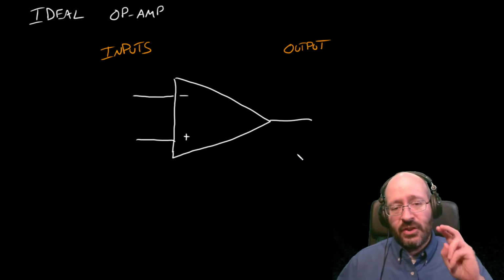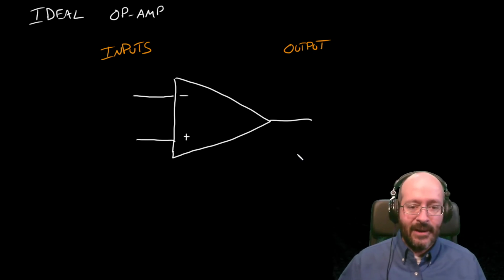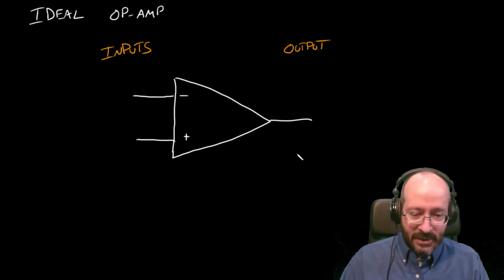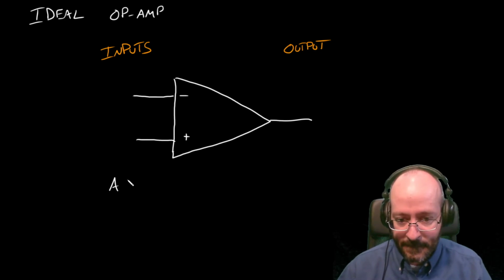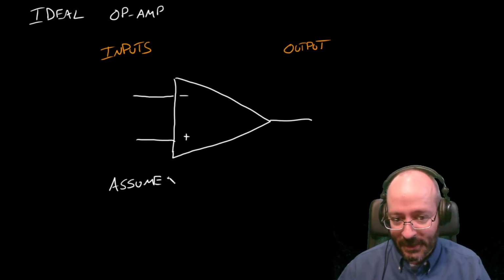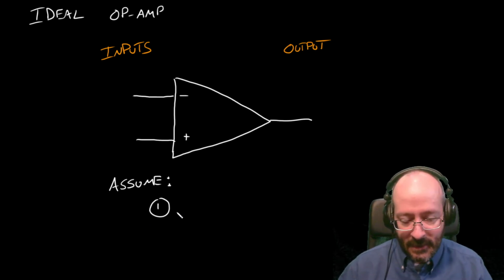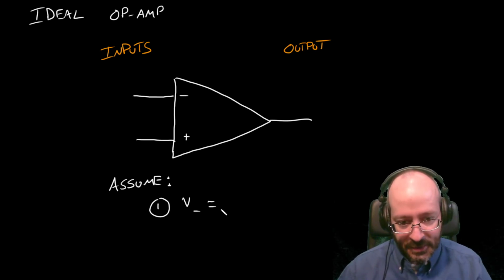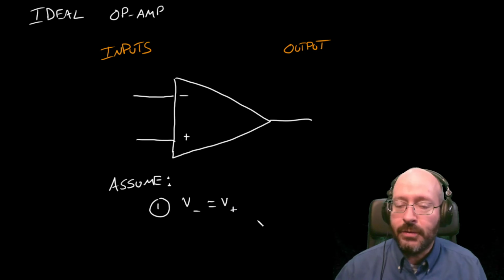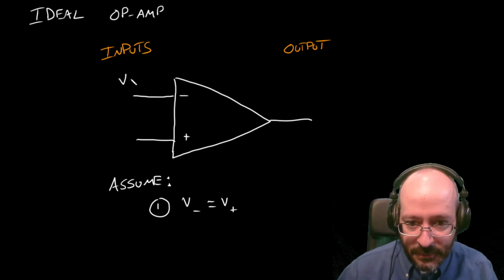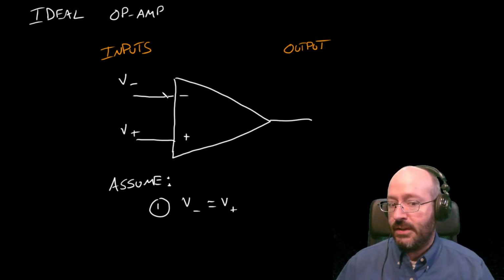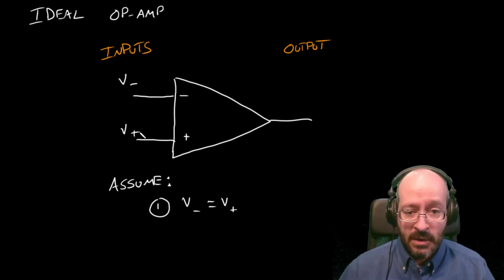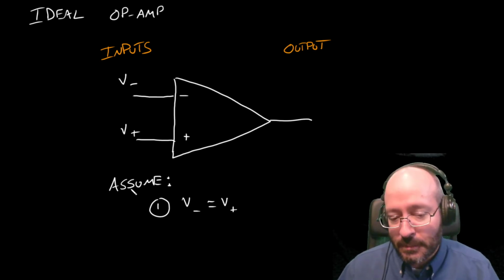All right, we're going to make two assumptions about the ideal operational amplifier that allow us to apply nodal analysis. Here they are. Assume, because it's ideal and only because it's ideal, that the voltage at the negative terminal and the voltage at the positive terminal are equal to each other. That's it. If we have some voltage here and some voltage here, both in reference to ground, then they're going to be equal to each other. Easy enough assumption. We're going to end up with two nodes that have the same voltage.